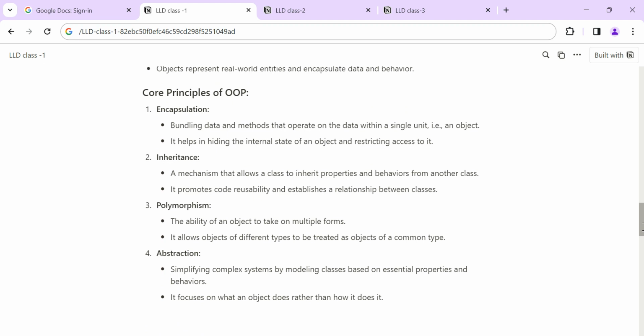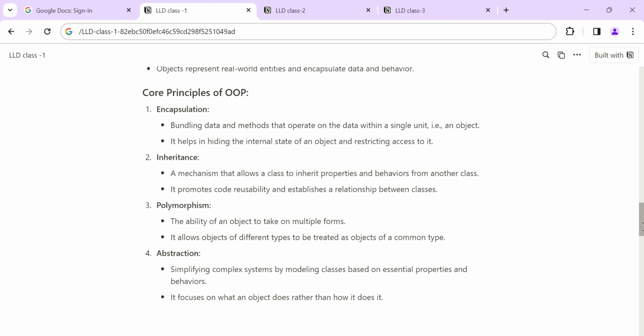Second, we have inheritance, a mechanism that allows a class to inherit properties and behavior from another class. It always maintains a parent-child relationship. Like in a real-time scenario, our parents have done something and we are utilizing it right now. Similarly, in this coding concept, the parent's properties are utilized by the child. It promotes code reusability and establishes a relationship between the classes.